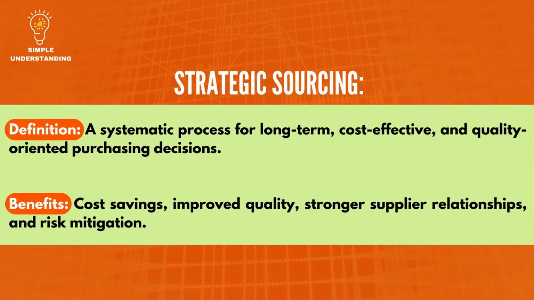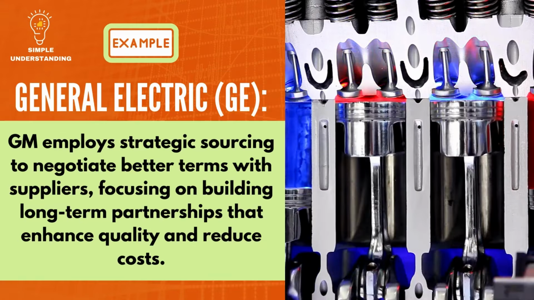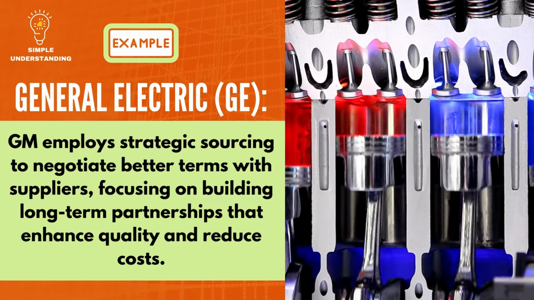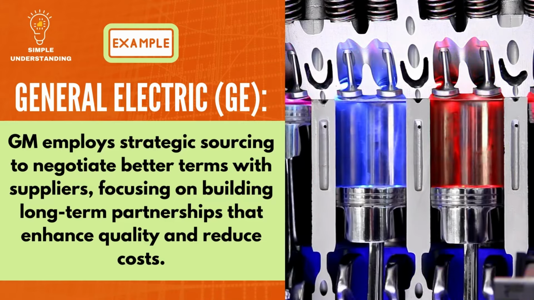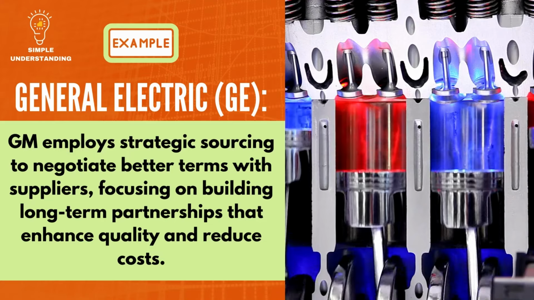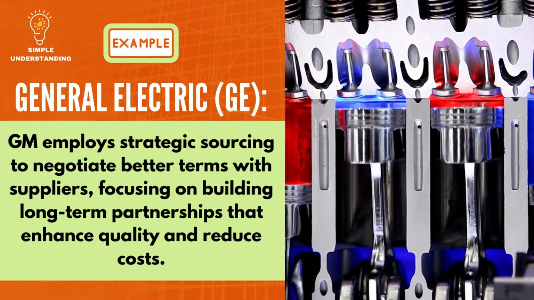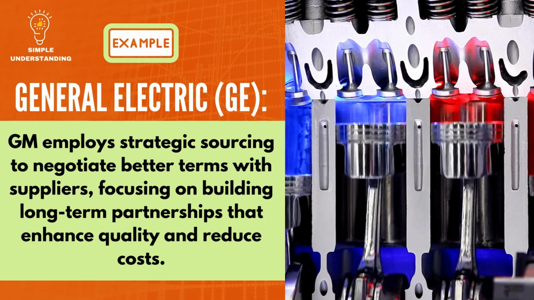2. Strategic sourcing. Definition. Strategic sourcing is a systematic process that directs purchasing decisions towards long-term, cost-effective, and quality-oriented solutions. Benefits: cost savings, improved quality, stronger supplier relationships, risk mitigation. Example: General Motors, GM. GM employs strategic sourcing to negotiate better terms with suppliers, focusing on building long-term partnerships that enhance quality and reduce costs.